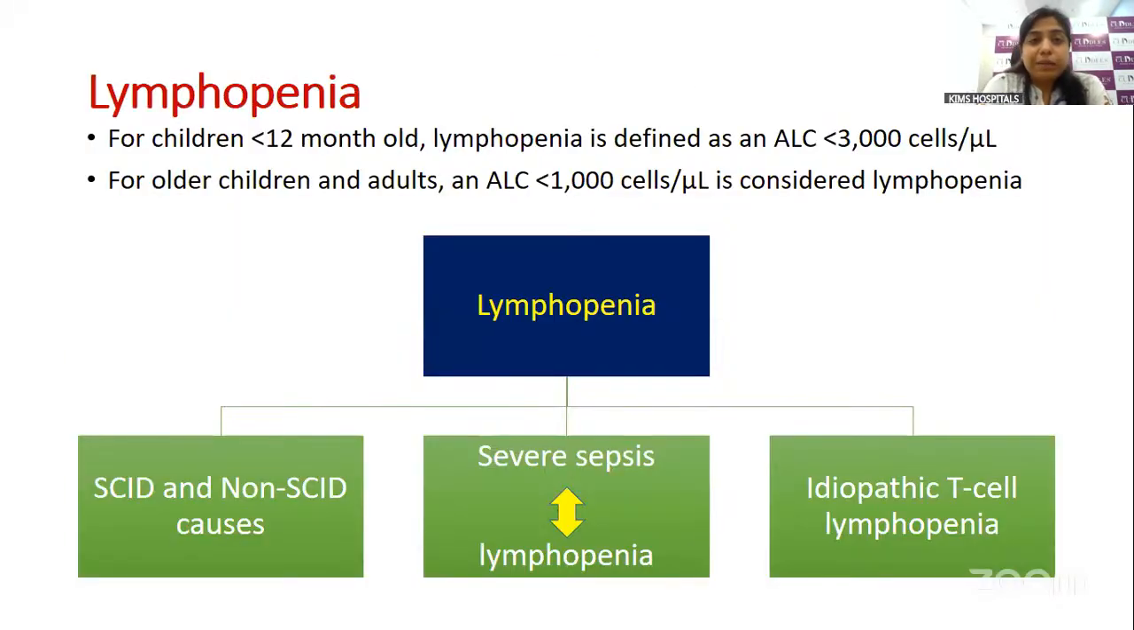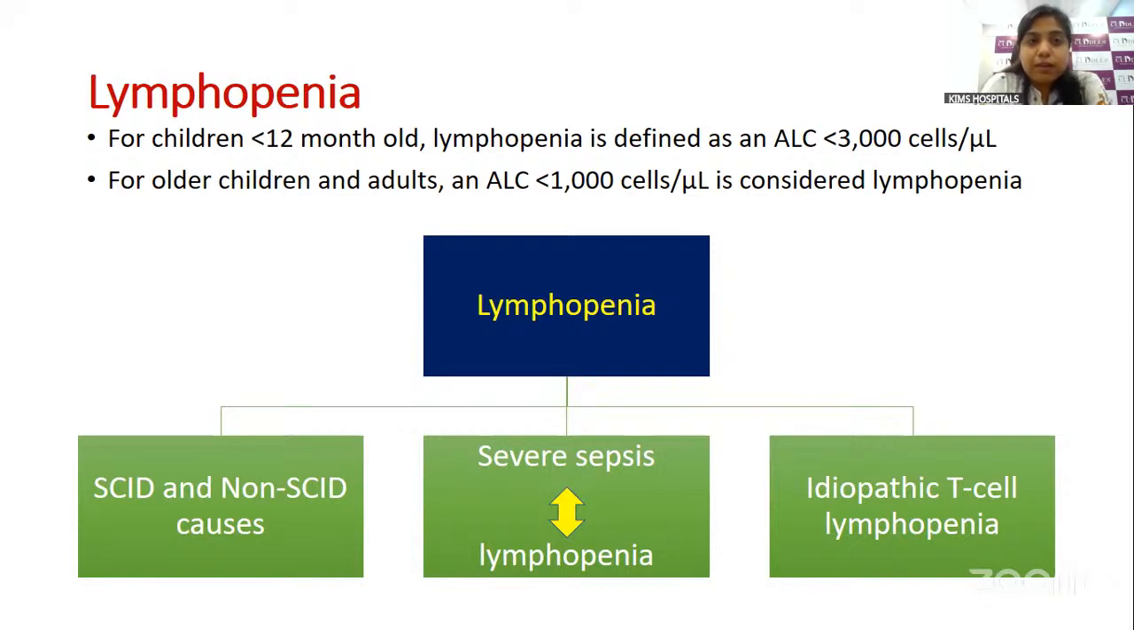So coming to the lymphopenia, when do we suspect a child is having severe lymphopenia, and when do we have to refer to an immunologist? For children less than 12 months, we take lymphopenia as ALC less than 3000. For older children, we take ALC less than 1000. The lymphopenia can be due to SCID or non-SCID causes. So what are the non-SCID causes? SCID is severe combined immunodeficiency. The other combined immunodeficiencies, which are not as severe as SCID, are called combined immunodeficiency other than SCID.